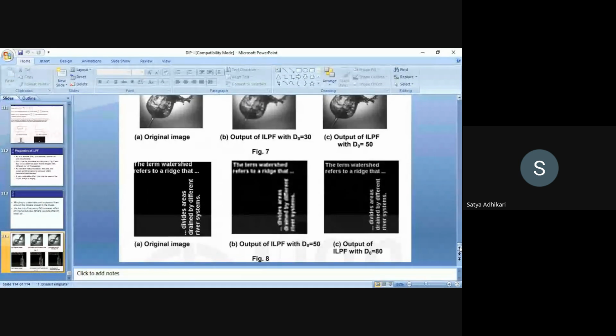Then the output of ILF with D0 80. You see, A is more clear than B. So if D0 increases, you will get a less blurring picture.